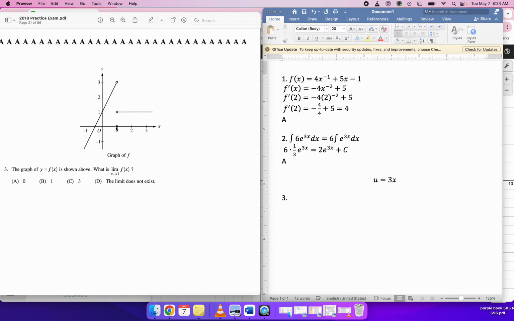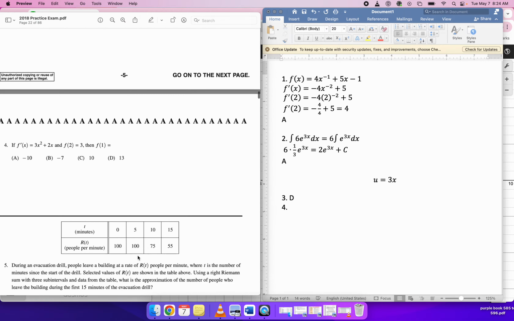Well, at 1, we can see that all kinds of weird stuff is happening. In order for the two-sided limit to exist, the left and right-hand limits must agree. The left-hand limit is definitely 3. The right-hand limit is 1. Those are two different numbers, so this two-sided limit does not exist. So the answer is D.